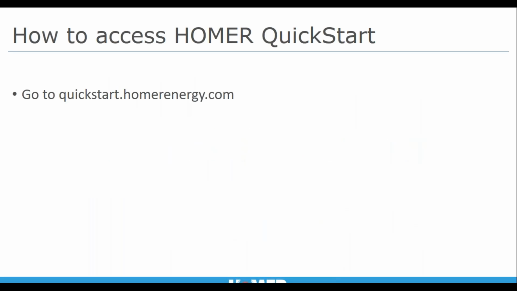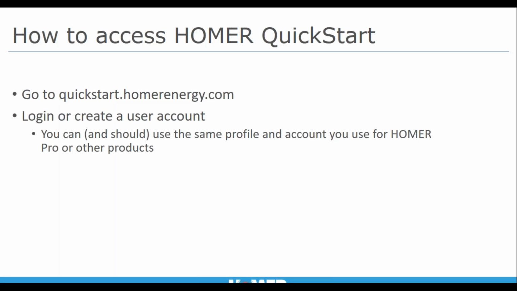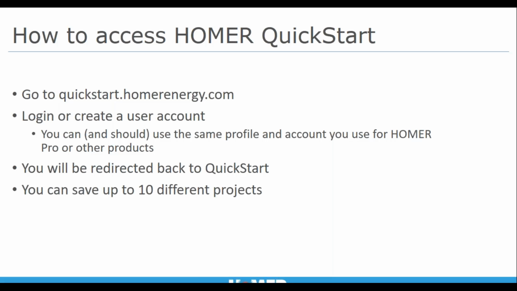And I do want to show you how to access HOMER Quickstart. You want to go to quickstart.homerenergy.com. It's going to ask you to either log in or create a user account. And this is the same account that you've used for HOMER Pro or other HOMER products. So please don't create a new account. That just makes it a lot harder for us to try to help you. After you do that, you'll be redirected back to Quickstart. You can save up to 10 different projects.